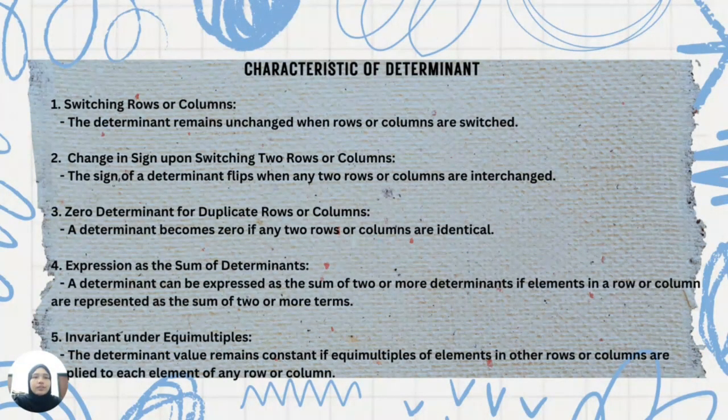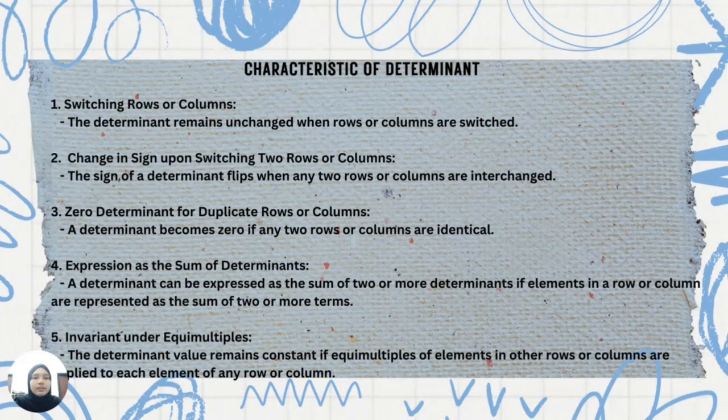And third, zero determinant for duplicate rows or columns. Determinant becomes zero if any two rows or columns are identical. Next, expression as the sum of determinants. A determinant can be expressed as the sum of two or more determinants if elements in a row or column are represented as the sum of two or more terms.